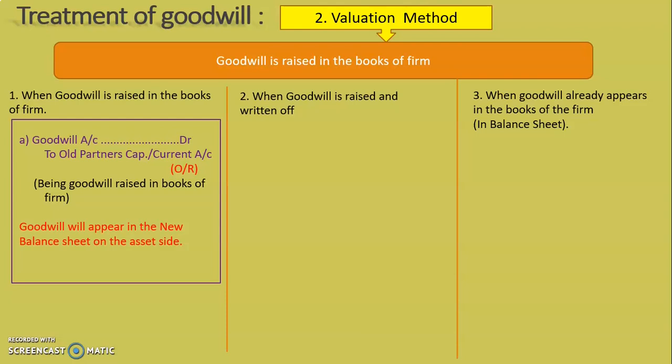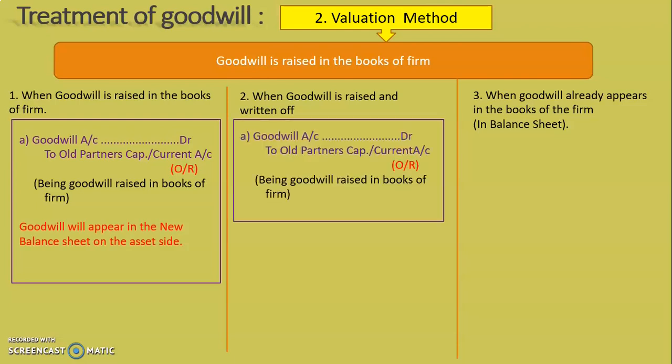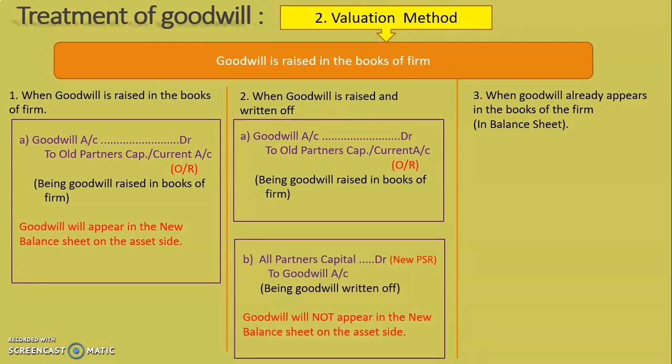Now when the goodwill is raised and written off, the first entry is the same. We have to pass a second entry to write off this goodwill. So that entry is all partners' capital account debit in new profit sharing ratio and goodwill account credit. Now here, this amount of goodwill will not appear in the balance sheet on the asset side.